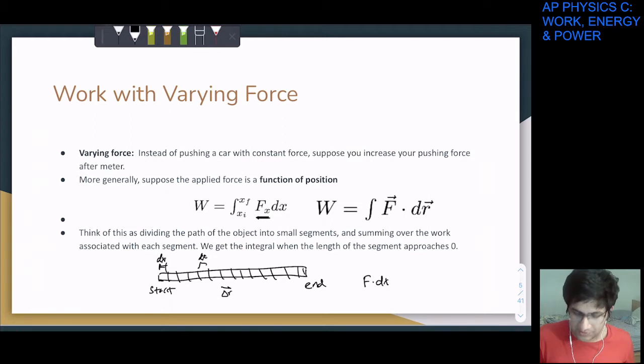And here we're just going to assume the cosine term drops out, since you can always replace the force with the component that's projected onto the axis of displacement. So this is the work done on the small segment, and we integrate, which means we sum up all these small segments to get the total amount of work.